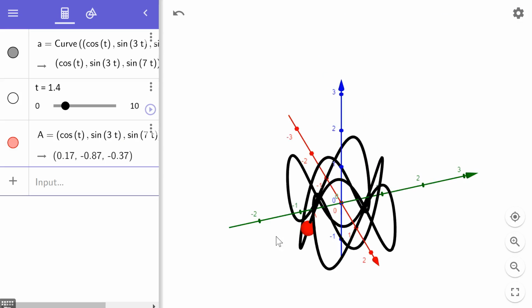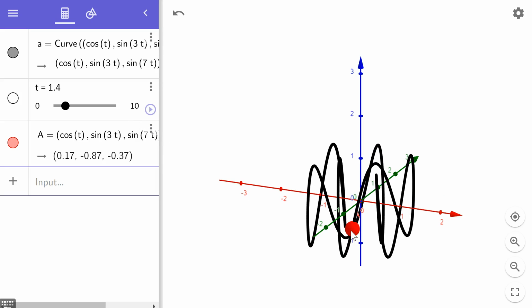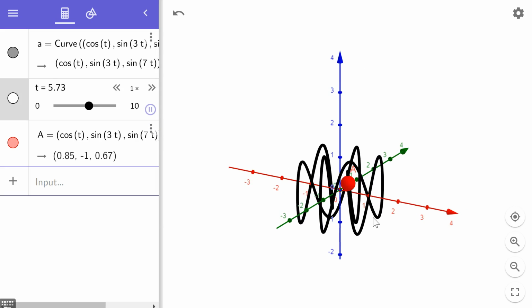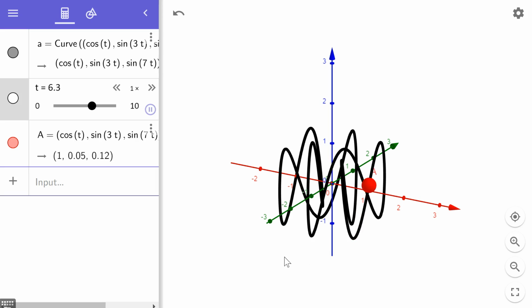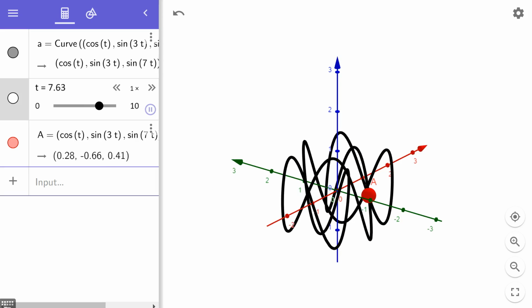Okay, so the red point that you are looking at is the value of cosine of t, sine of 3t, and sine of 7t that we have in my equation. And when I change the value of t, notice how my red point moves along my black curve. So let me actually let this run in animation and let's see what it looks like.